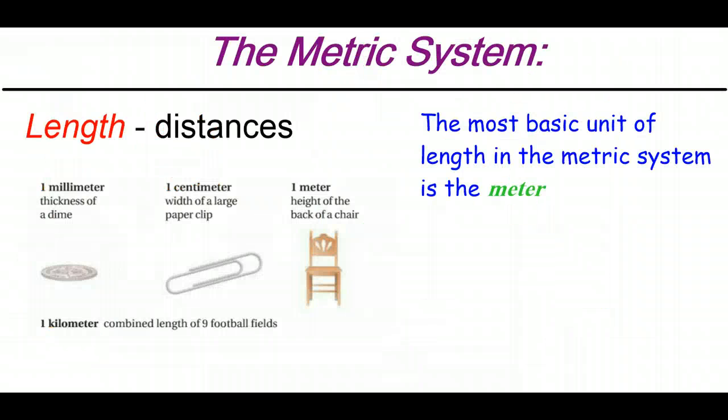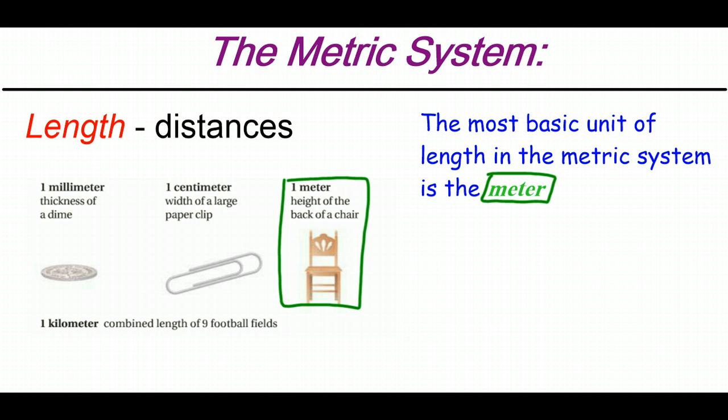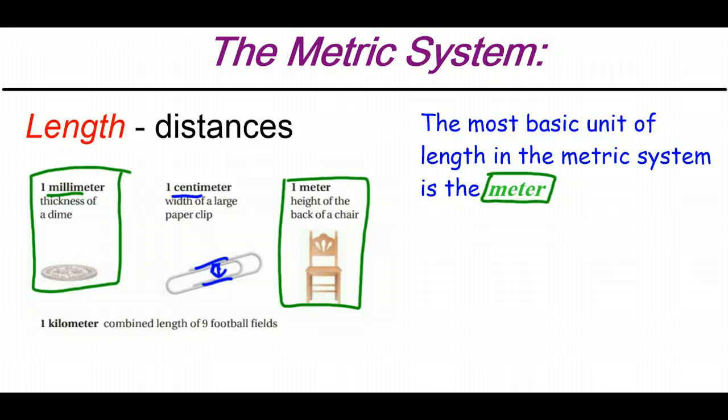In the metric system, every different type of measurement starts with one basic unit. For length, that one basic unit is the meter. Everything is based around the meter. The meter is about the height of the chairs that we have in the classroom. If we wanted to go very small, if you looked at a dime and just considered how thick a dime is, that would give you a millimeter, very, very small. A centimeter, not the size on the screen, but if you took a large paper clip and measured its width, that would give you about a centimeter as a matter of comparison.